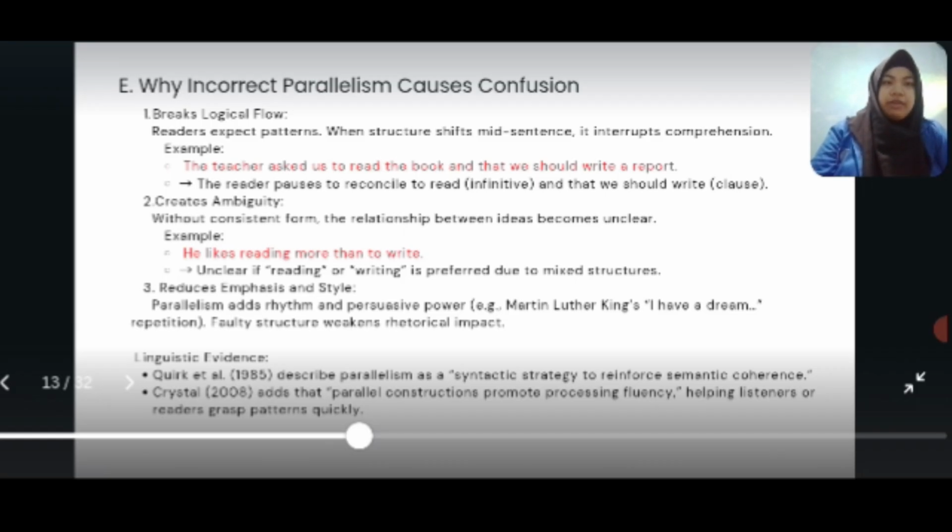Parallelism adds rhythm and persuasive power. An example is Martin Luther King's I Have a Dream. Repetition. Faulty structure weakens rhetorical impact. According to Quirk et al., 1985, they describe parallelism as a syntactic strategy to reinforce semantic coherence. According to Crystal 2008, he adds that parallel construction promotes processing fluency, helping listeners or readers grasp patterns quickly.